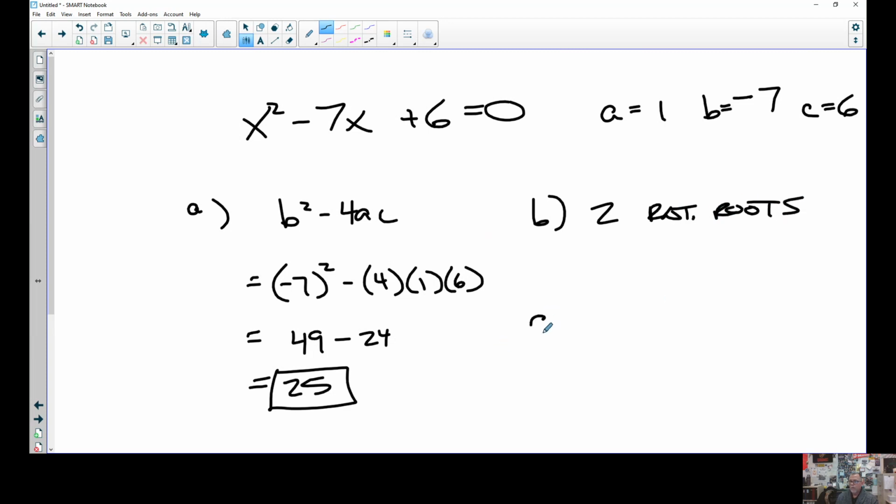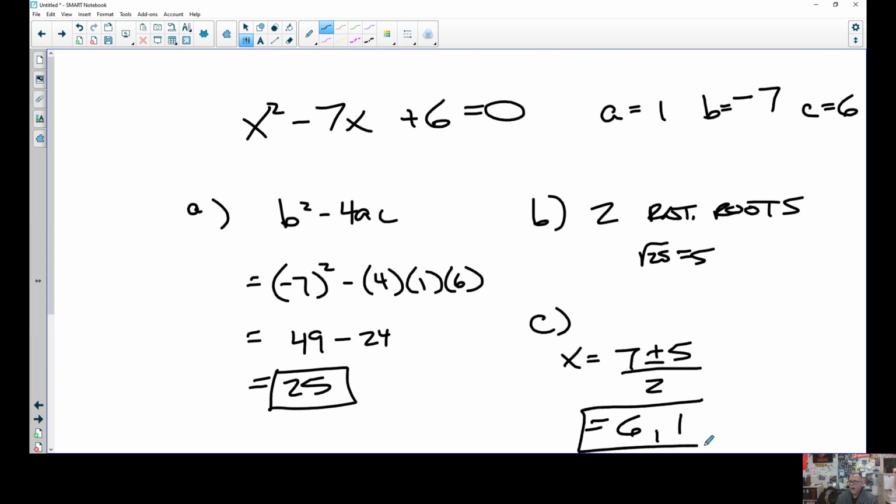And now we can go right to solving. What is the square root of 25? Square root of 25 is 5. So now I can do x equals negative b, so that's positive 7, plus or minus square root of 25, which is 5, all over twice a, which is 2. And what is that? 7 plus 5 is 12 over 2, that's 6. 7 minus 5 is 2 over 2, that's 1. I've got my solutions. All right, again, this makes it a lot easier, guys.